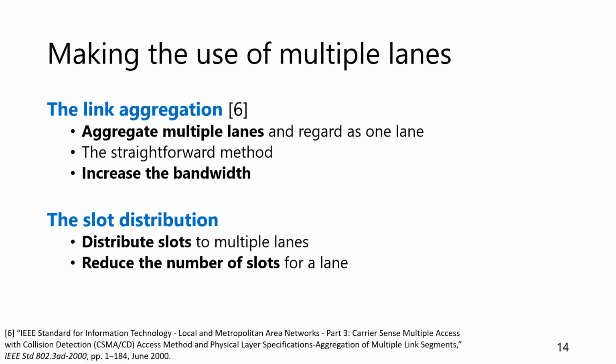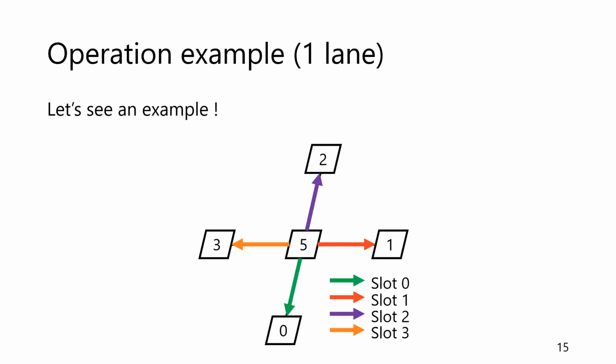The slot distribution is a method that distributes time slots to each lane. It reduces the number of slots for a lane. Here is an example of a communication pattern with one lane.